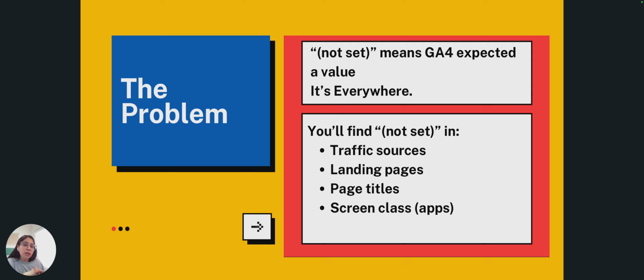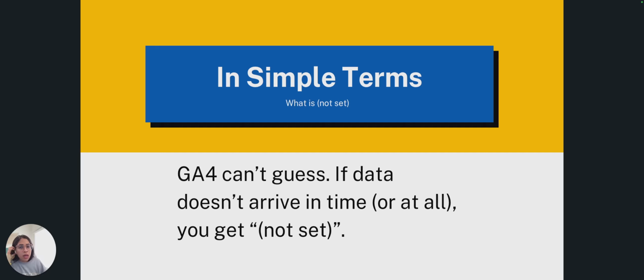The frustrating part, though, is that it can show up almost everywhere. It shows up in your traffic source reports, it shows up in your landing pages, page titles, even screen class dimensions in apps. So let's unpack what actually is going on. Think of GA4 as a curious assistant that's constantly collecting data. But sometimes when it looks for a label, like where the visitor came from or what page they landed on, that info just isn't there. That's when you see not set.